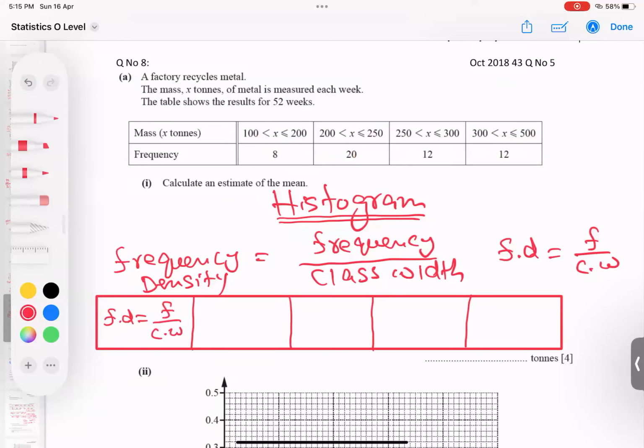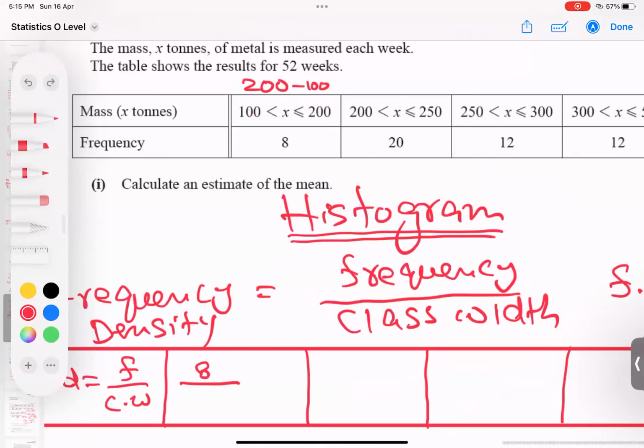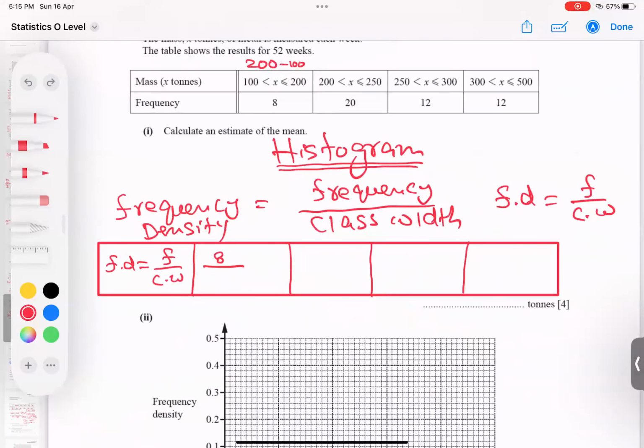Get ready, students. Very easy, nothing hard. Frequency is very visible, 8, so I'm writing 8. Class width is very interesting. Subtract them. So 200 minus 100, I get 100. This is called class width. So class width is 100. I believe you got the idea.